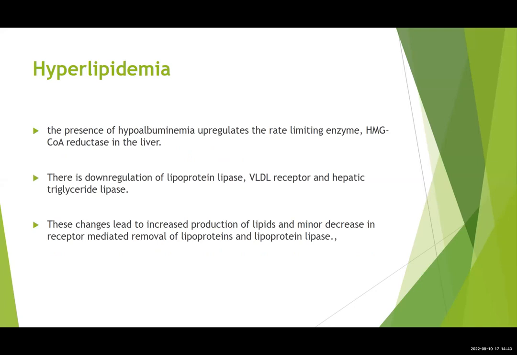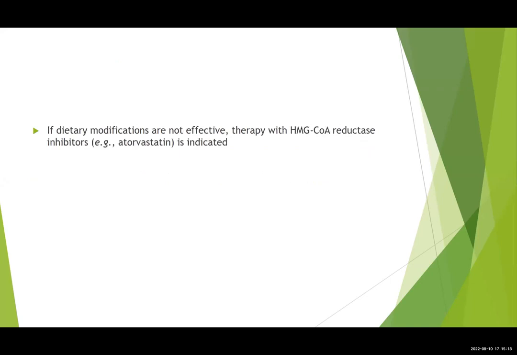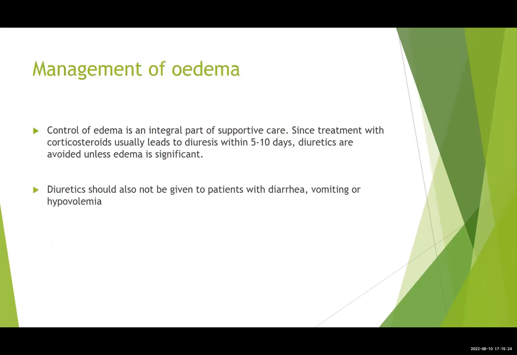Hyperlipidemia is also present. The presence of hyperlipidemia upregulates the rate limiting enzyme HMG coenzyme A reductase in the liver, and there is down regulation of lipoprotein lipase, LDL receptors, and triglyceride lipase. This change leads to increased production of lipid and a minor decrease in receptor-mediated removal of lipoprotein, and lipoprotein lipase, which cause hyperlipidemia. We don't need to treat this hyperlipidemia in simple cases, only usually in nephrotic syndrome that is steroid dependent or steroid resistant. You can use drugs.